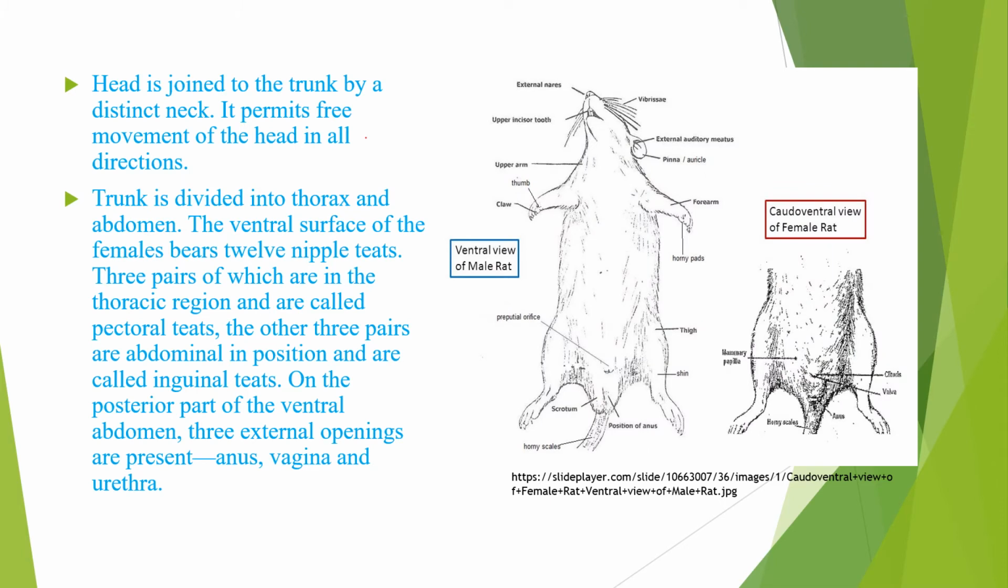Head is joined to the trunk by a distinct neck and neck allows the free movement of head in all the directions. Trunk is mainly divided into thorax and abdomen. And females have 12 nipple teats. 3 pairs are in the thoracic region and they are called as pectoral teats, and 3 pairs are in the abdominal region and they are called as inguinal teats. And on the posterior part of the ventral abdomen, 3 external openings are present: anus, vagina, and urethra.